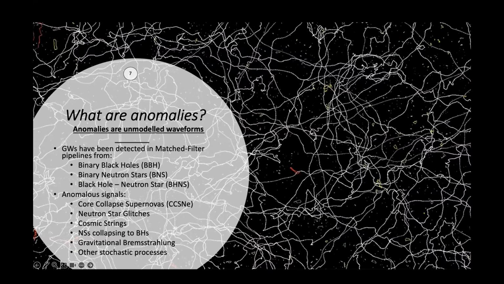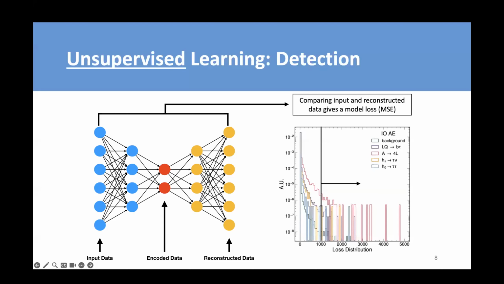So the gravitational wave matched filter pipelines have detected binary black hole mergers, neutron star mergers, black hole neutron star mergers, but they have not detected core collapse supernova, neutron star glitches, cosmic strings, and neutron stars collapsing to black holes, stuff like this. So then we get to unsupervised learning, which is the first step in anomaly detection. Like Katya explained, you basically take your autoencoder, you feed your input data, you compress it, you decompress it. And in this compression space, you should be learning some important features about your data, is the general concept of this autoencoder scheme.